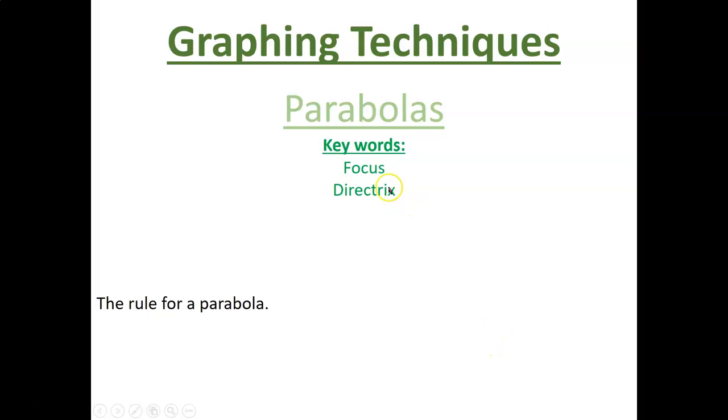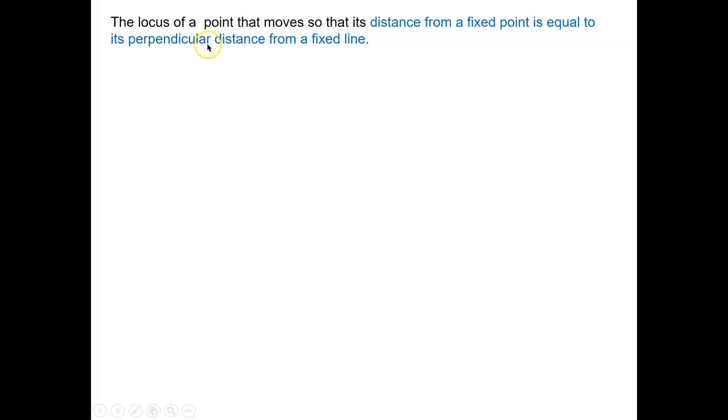Parabolas. This word here is pronounced directrix. So we're going to have a look at the rules for parabolas today. A parabola is the locus of a point that moves so its distance from a fixed point, which is called the focus, is equal to its perpendicular distance from a fixed line, which is the directrix.